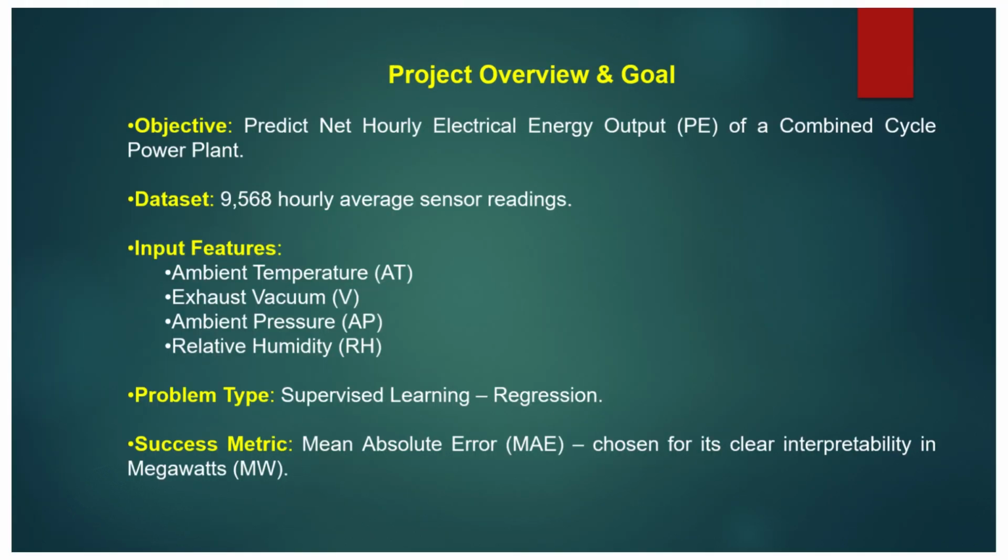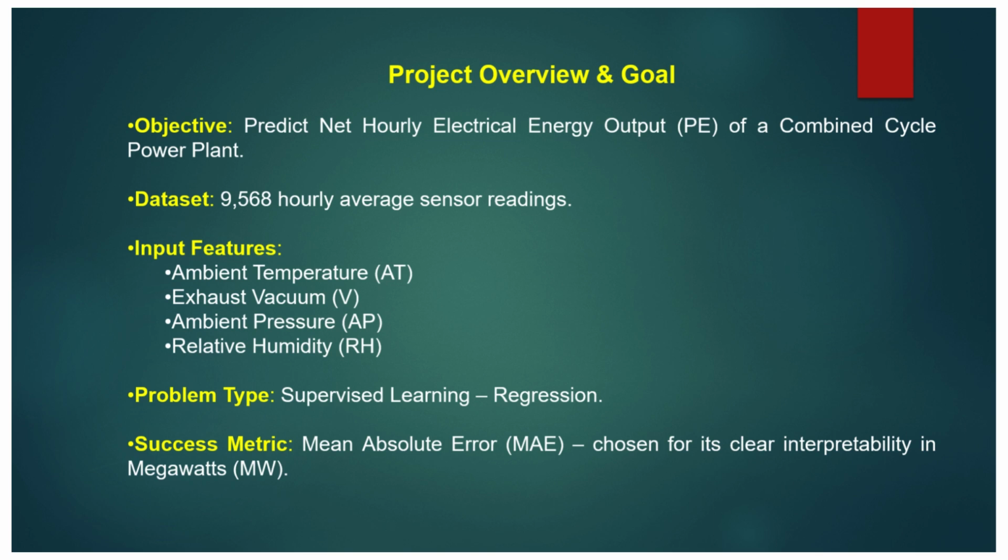Hello everyone. Today I am presenting my machine learning project focused on predicting the net hourly electrical energy output of a combined cycle power plant. This type of power plant uses both gas and steam turbines to generate electricity. Our dataset consists of over 9,500 hourly readings.